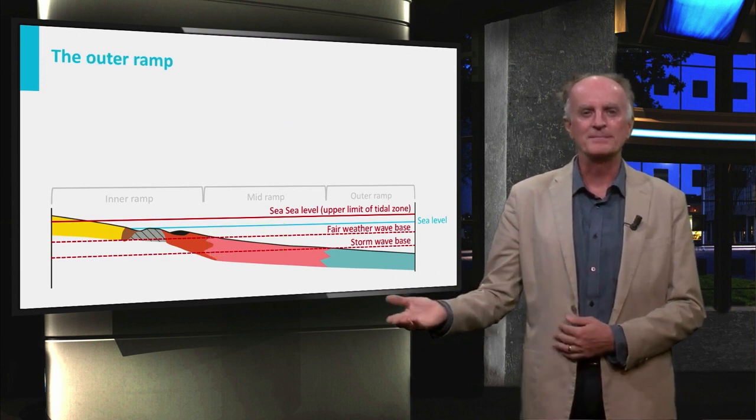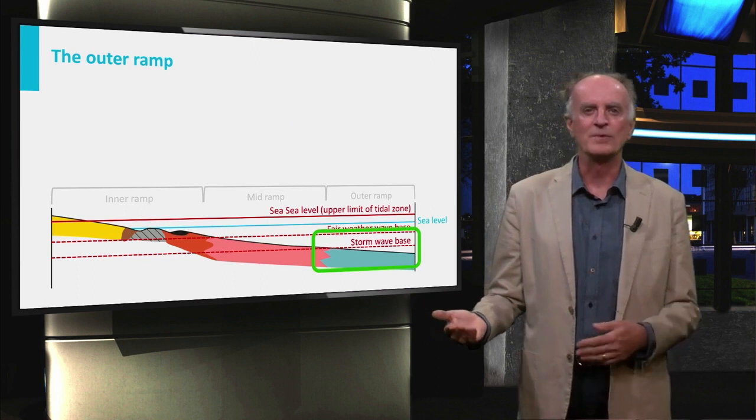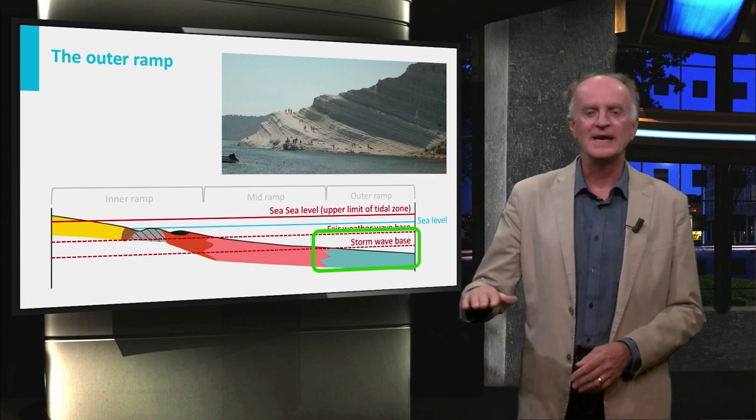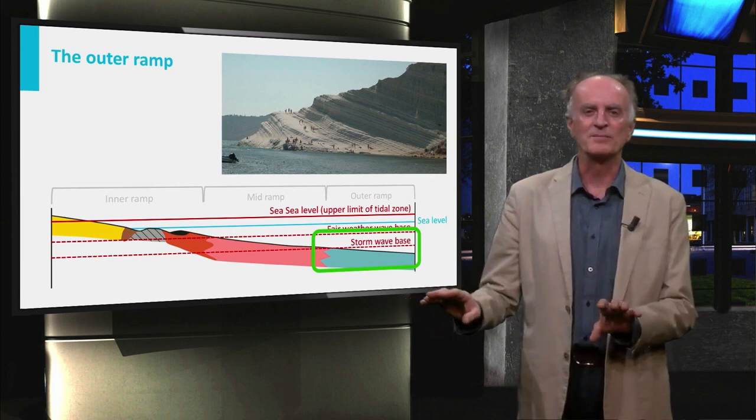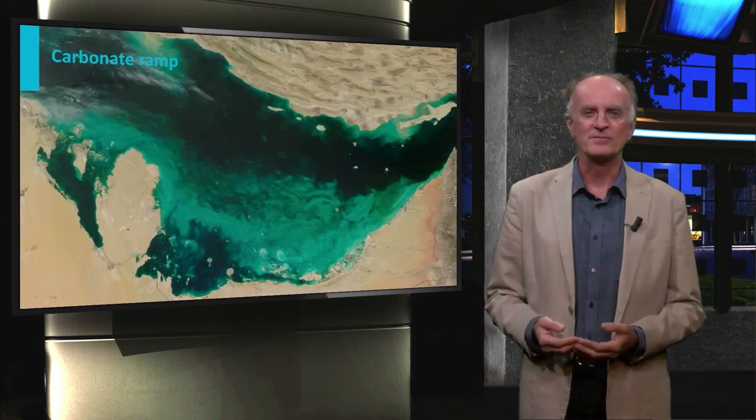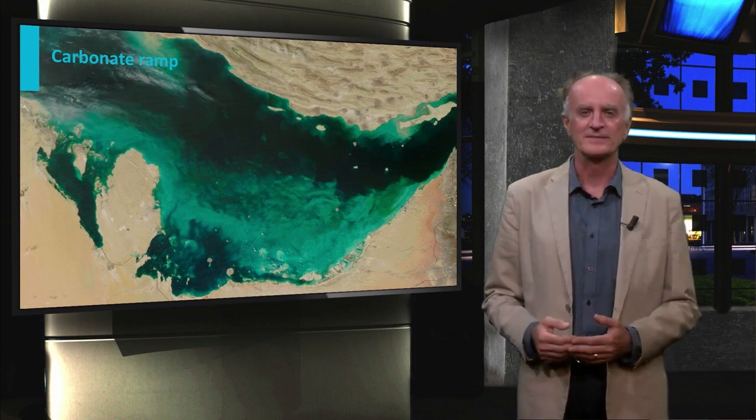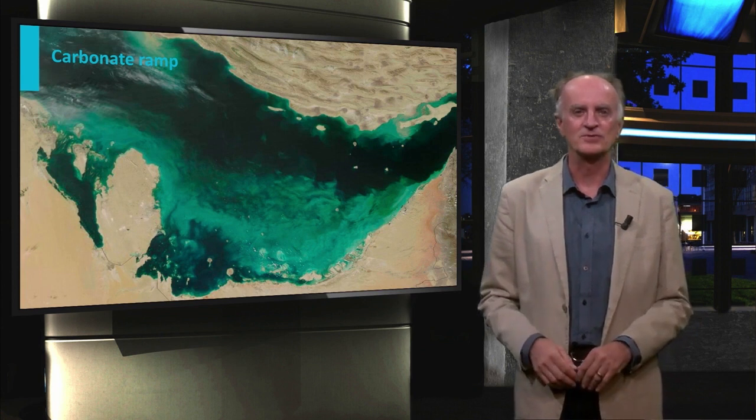In the outer ramp, water depths are too high for sediments to be affected by tides, waves, and even by most storms. It is the domain of marls and other fine-grained sediments, typically well organized with prominent bedding. Carbonate ramps are well known from present-day examples, but are widely represented also in the geologic record. Carbonate ramps form units of key importance in hydrocarbon geology.